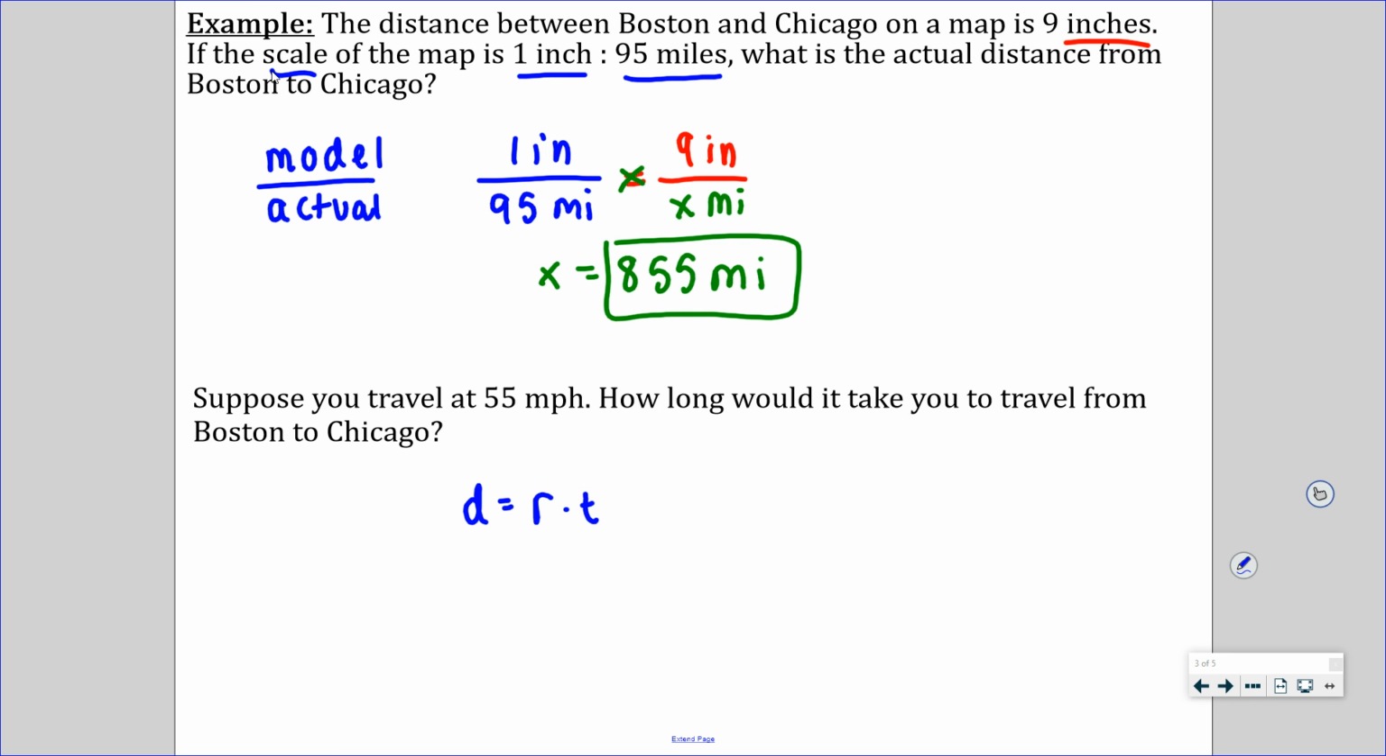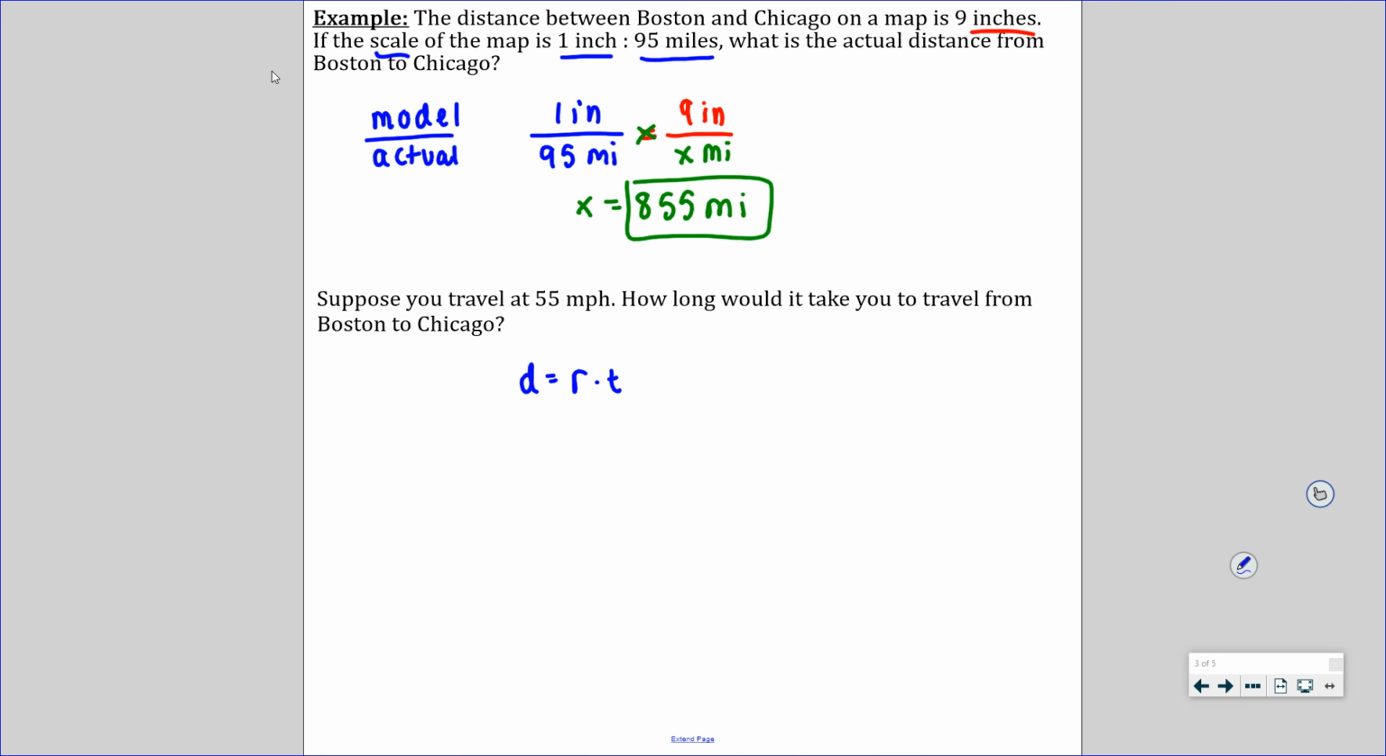So kind of similar to the last problem. I know a lot of you could have figured it out without setting a proportion. I'm sure a lot of you could figure this out without setting an equation, but we can do this. All right, we know our distance. What's our distance between Boston and Chicago? And I just kind of want to show you a little bit of the unit cancellation thing here. We know our rate, the speed at which we're traveling, is 55 miles per 1 hour. I'm going to write it like that to show you the unit cancellation here. And we want to figure out how long. So what's our time?